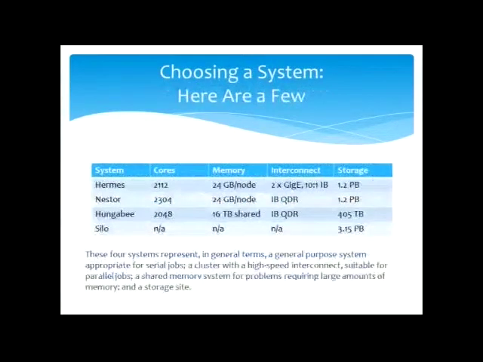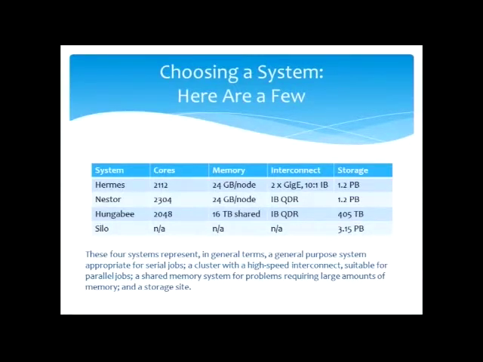So here's a few example systems. I'll start off with the two that I administer. Hermes is a general purpose serial processing batch system. It's got 2,112 cores with 25 gigabytes of memory per node. It's got either dual GigE or a 10-to-1 blocking InfiniBand. So it doesn't have a super fast interconnect for parallel jobs, and that's why it's mostly for serial jobs. It's heavily used by Atlas and also other users. It's got 1.2 petabytes of storage attached.